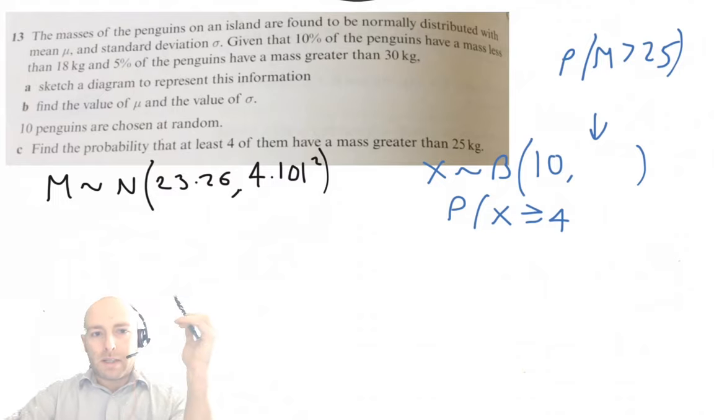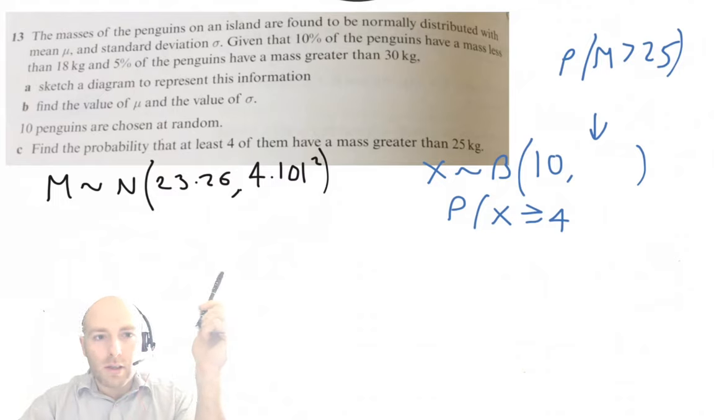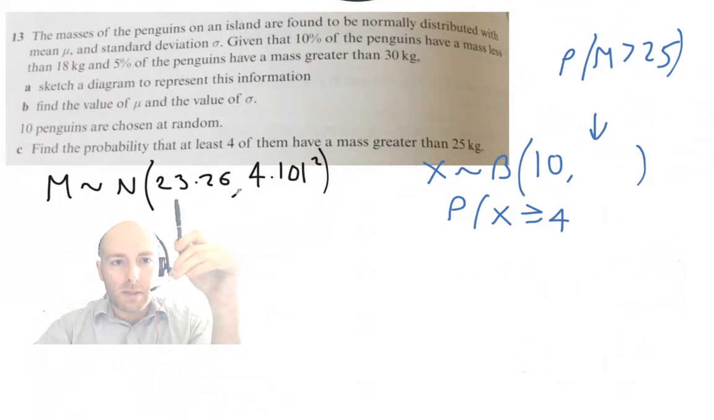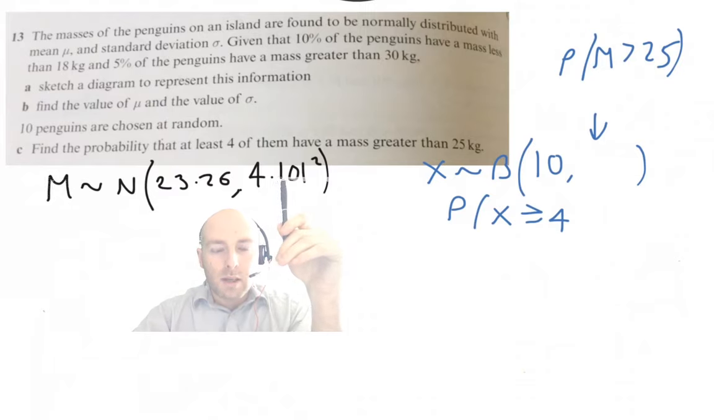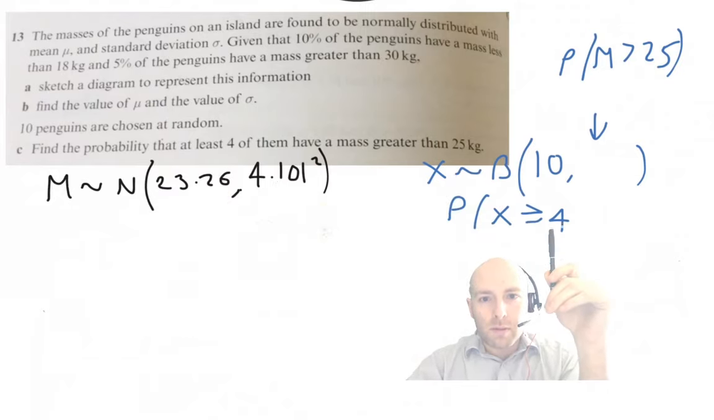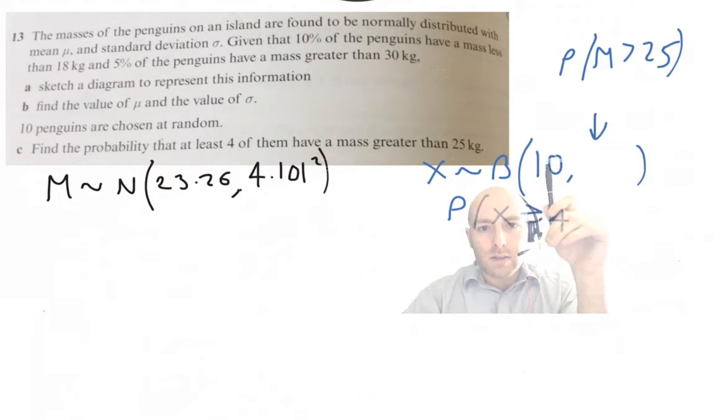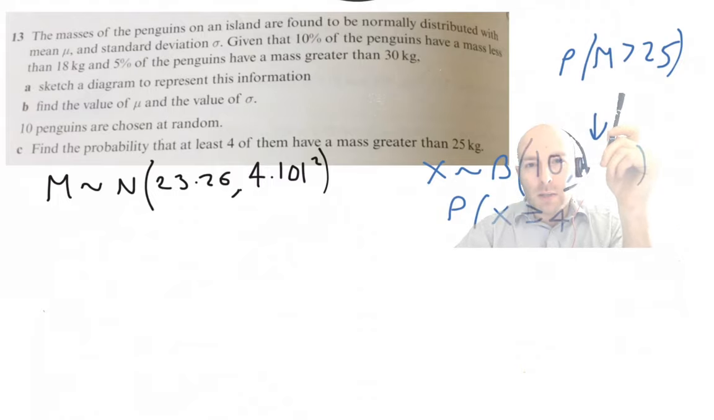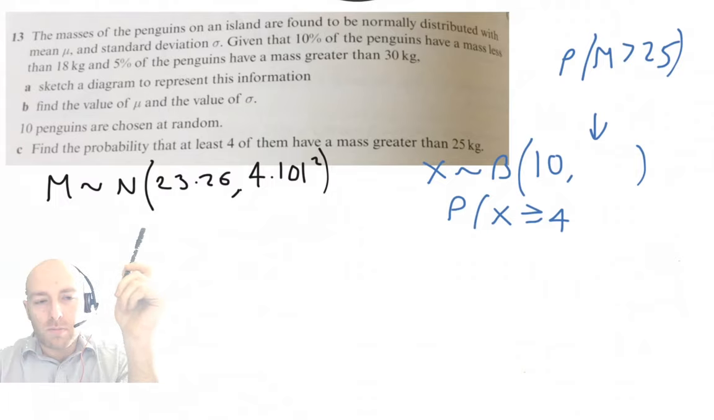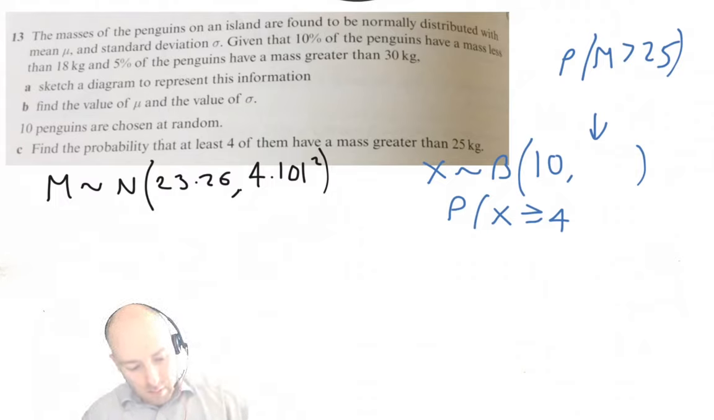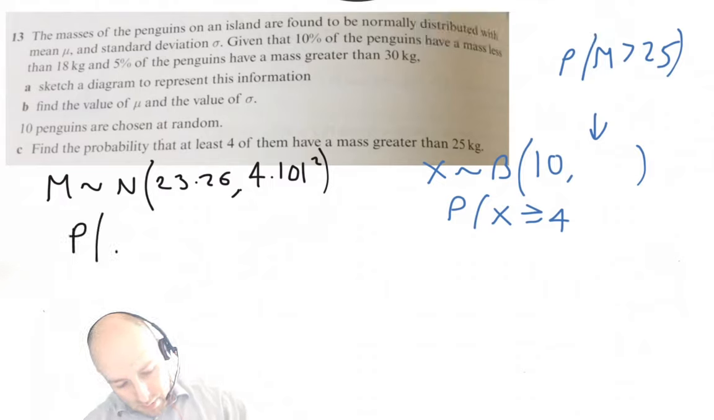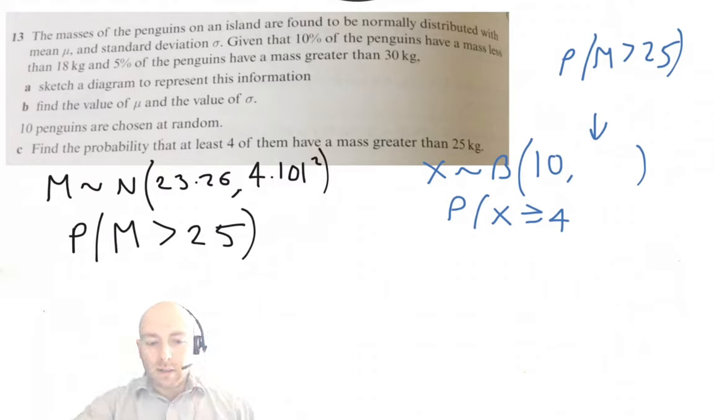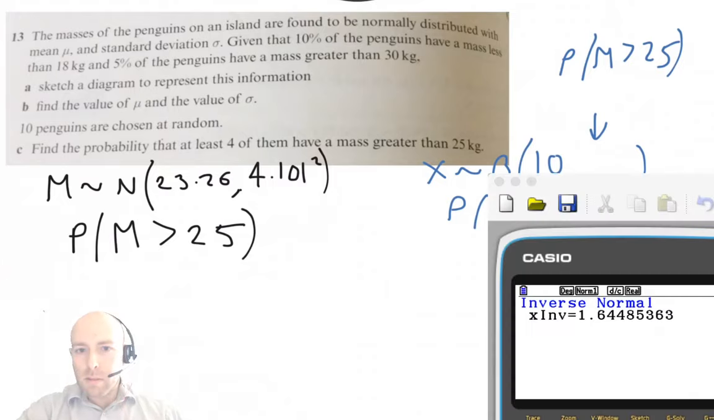So if all that makes sense, let's talk through this quickly. So here's my normal distribution. The penguin masses are distributed normally with a mean of this and a sigma of this. Part C wants us to find the probability at least 4 penguins have a mass of greater than 25. So to do this, we need to find the probability that they have a mass of greater than 25. And that's going to be written here. And the way we do that is with our normal distribution. So we want the probability M is greater than 25. So we can do that on our calculator, which I'll bring back now.